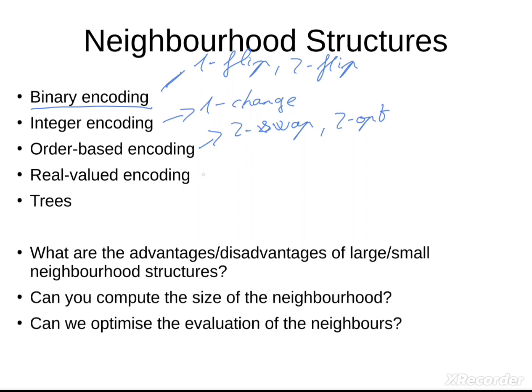In real value encoding, then a typical operator is to add some normal noise. Mean zero and standard deviation, whichever you consider is best for your problem.